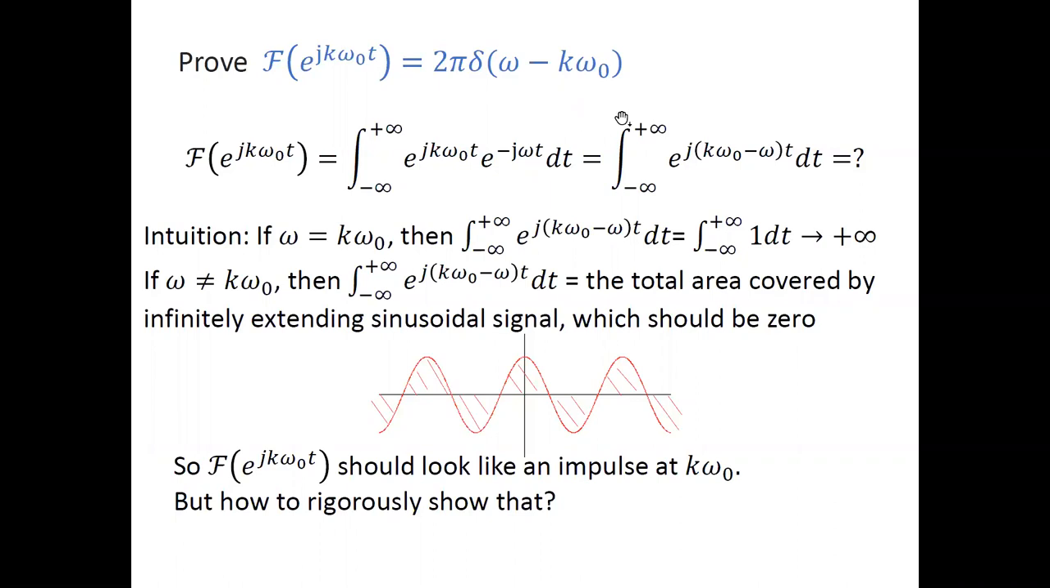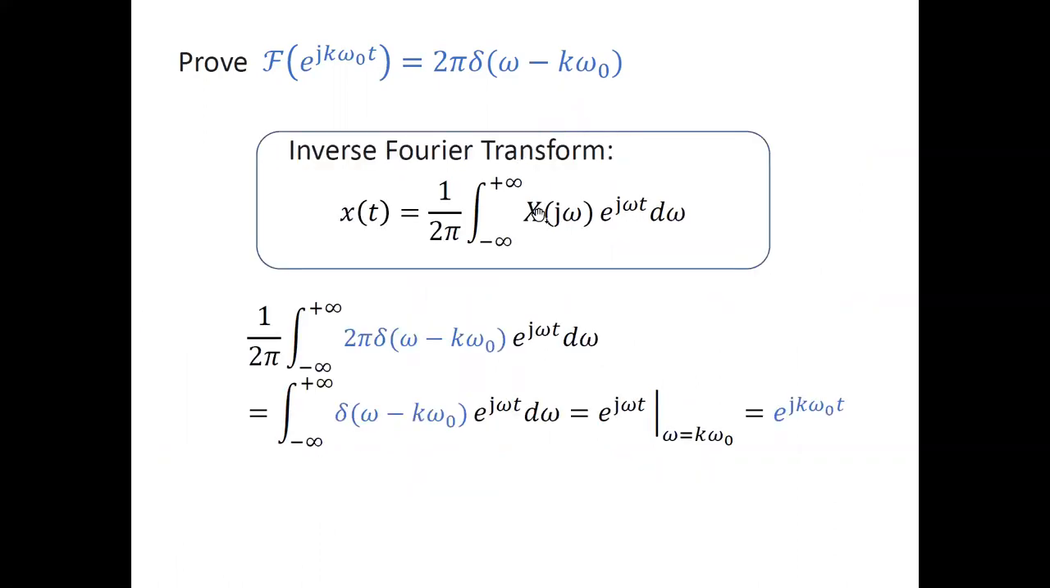But how do we rigorously show that? Actually, the inverse Fourier transform is useful here to rigorously prove this result. Recall that this is our definition of the inverse Fourier transform. It starts from the Fourier transform capital X on the right-hand side, taking the integral over omega, and what is left is a function of the time variable t. It happens to be the original signal x of t. Now, let's suppose we already know the result: 2 pi delta of omega minus k omega_0 is our capital X of j omega. In other words, it is the result of the Fourier transform. Then we put it in the inverse Fourier transform, hoping that we can recover the original time signal, which is e^{jk omega_0 t}.